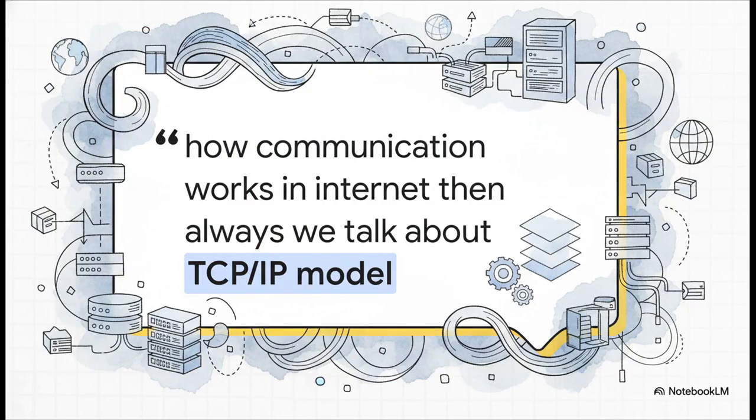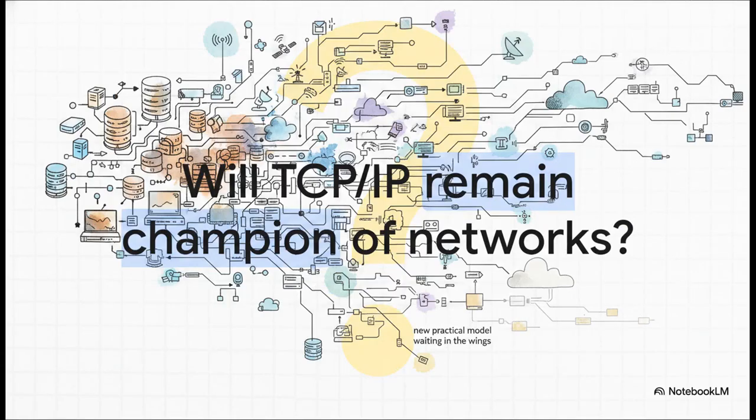So if you take nothing else away today, remember this. Whenever you are discussing real, implementable internet communication and how the modern web actually functions in the real world, you are always talking about the TCP/IP model. Period. TCP/IP really is the practical engine of our modern world. But it does leave us wondering, as our networks continue to evolve and become more and more distributed, will this DARPA-funded model stay the undisputed bedrock of the internet forever? Or is there a new, practical model waiting in the wings?